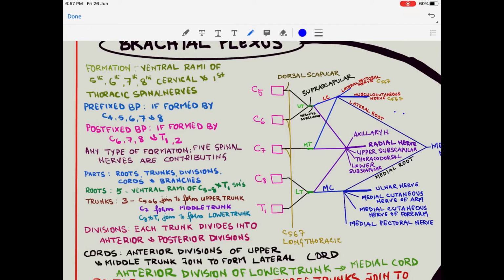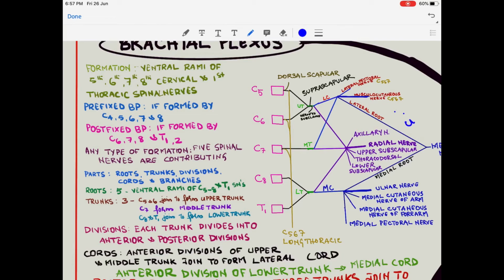Now the branches from the medial cord. Medial cord 4MU. The 4 M's are medial pectoral nerve, medial cutaneous nerve of forearm, medial cutaneous nerve of arm, the medial root of median nerve and U stands for ulnar nerve. So these are the branches from the medial cord. Now the branches from the posterior cord, 5 in number.